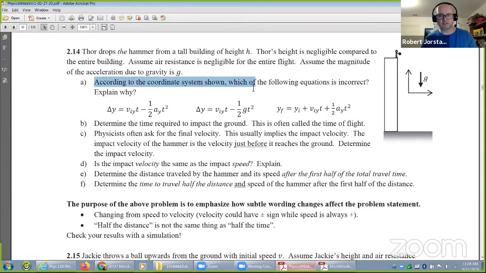According to the coordinate system shown, which of the following equations is incorrect? Now, you probably know, well, let's see. What do you think? Anybody have any thoughts? It's Monday. I know it's awkward. Somebody try to be brave and just go for it.